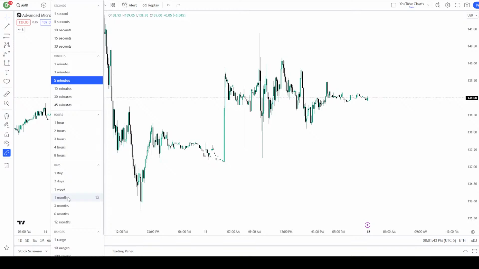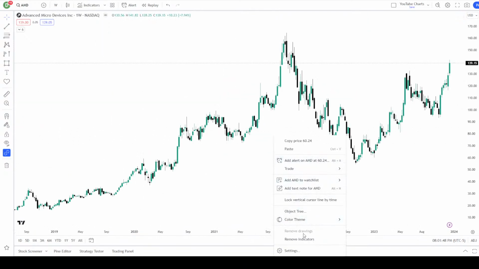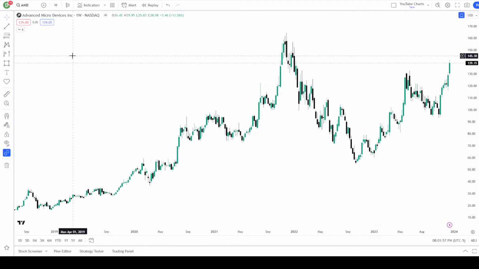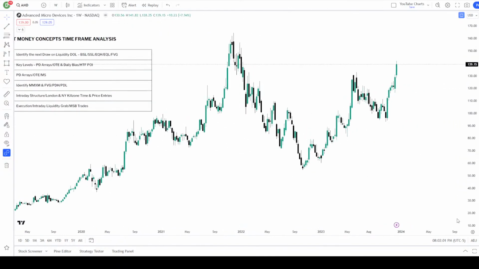Okay, I'll start on the weekly chart. Make sure there are no drawings on it already. Okay, let me grab my Smart Money Concepts time frame analysis. All right, so there we go. Got that on there.